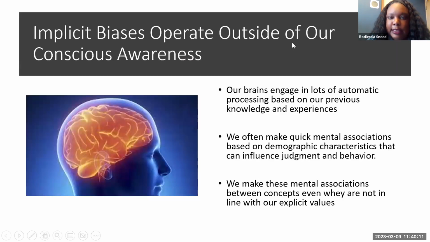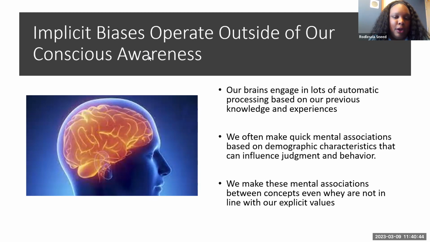The important thing to think about when we're talking about implicit bias is that it really operates outside of our conscious awareness. If we think about the human brain, we engage in lots of automatic processing based on our previous knowledge and experiences. It's why you're every day able to get up in the morning, go out to your car and drive to school or work without having to think about it too much. So engaging in this type of automatic processing is really beneficial for us. It helps us do things faster and more efficiently.